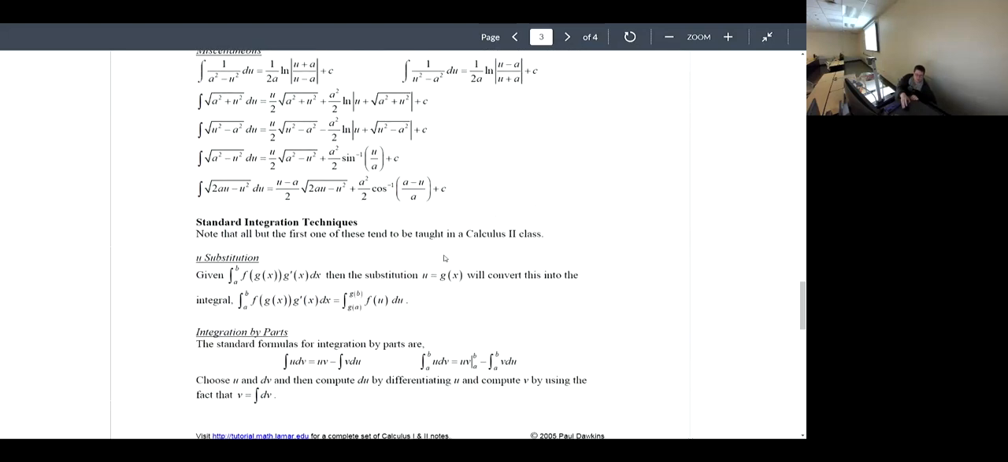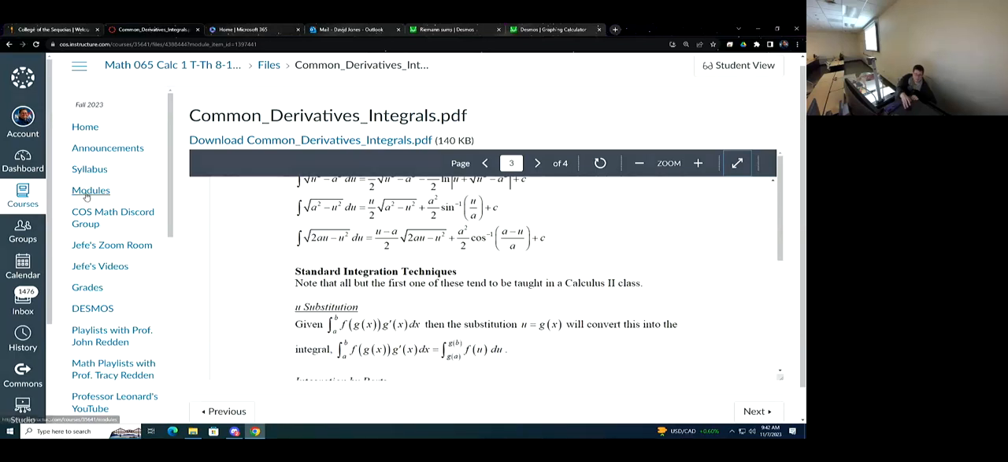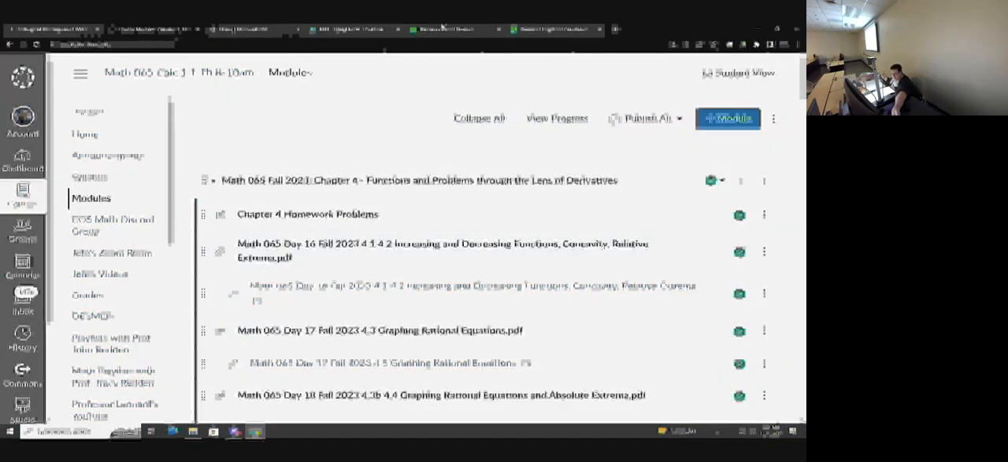We will later on do U substitution. This is like the chain rule. And integration by parts is like the equivalent of the product rule in reverse. We're going to be hitting those later over the rest of the semester. This was in the modules, it was the useful handouts. It's worth grabbing and printing them out, flashcarding those bad boys.